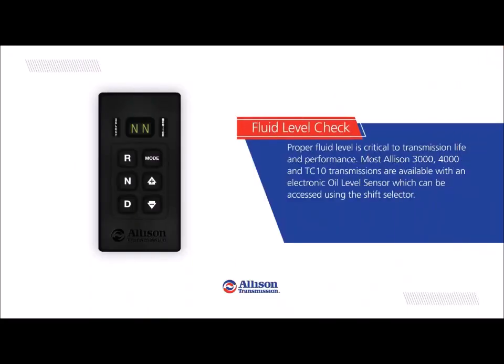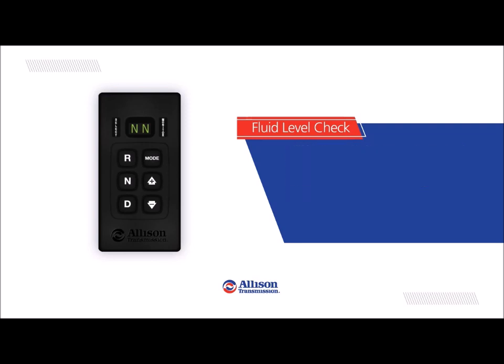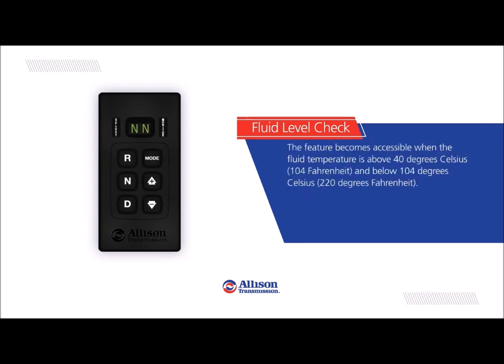Fluid level check. Proper fluid level is critical to transmission life and performance. Most Allison 3000, 4000, and TC10 transmissions are available with an electronic oil level sensor, which can be accessed using the shift selector. The feature becomes accessible when the fluid temperature is above 40 degrees Celsius, 104 degrees Fahrenheit, and below 104 degrees Celsius, 220 degrees Fahrenheit.